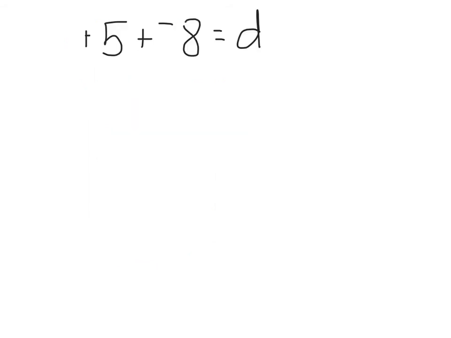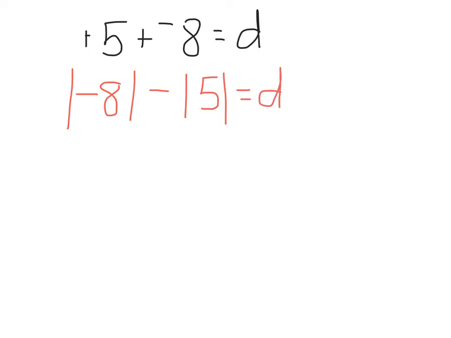Sometimes you're going to add integers with unlike signs. In order to do that, you're going to subtract the addend with the lesser absolute value from the addend with the greater absolute value. So let's rewrite this using absolute value. We have the absolute value of -8, because we'll put the greater one first, 8 is greater than 5, minus the absolute value of 5, and that equals d. So now we have 8, because the absolute value of -8 is 8, minus 5, and that equals 3.